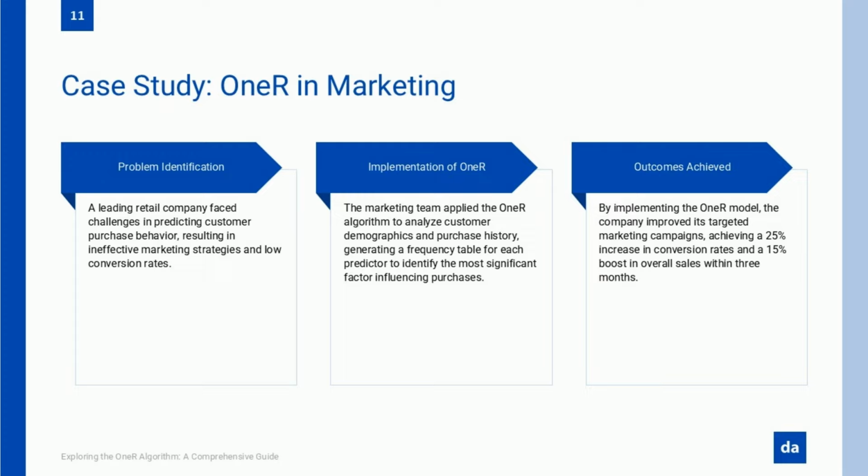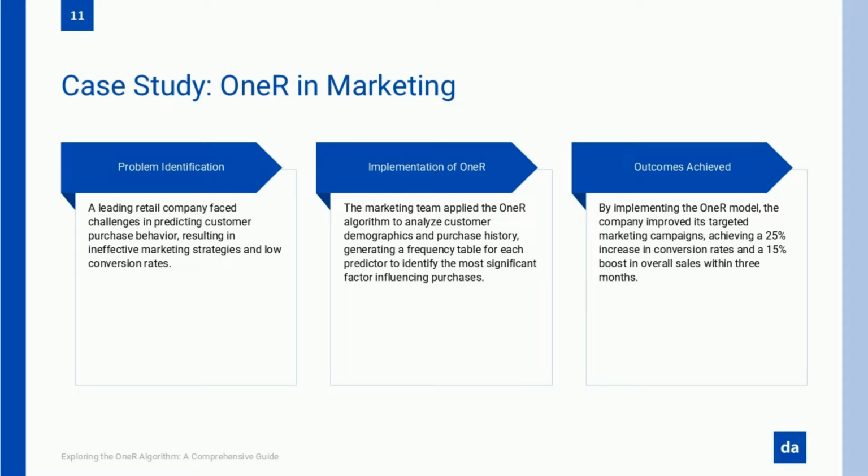The dataset included customer demographics, previous purchase history, browsing behavior, and discount preferences. The goal was to determine which factor had the strongest influence on whether a customer would make a purchase. Using OneR, the team generated frequency tables for each predictor and analyzed which variable had the lowest classification error when predicting purchases. The results revealed a clear pattern.